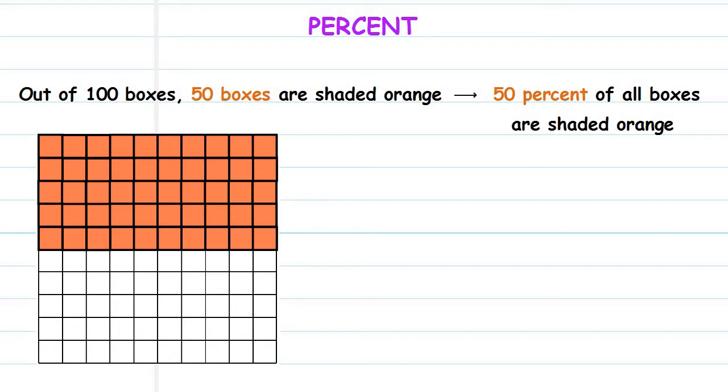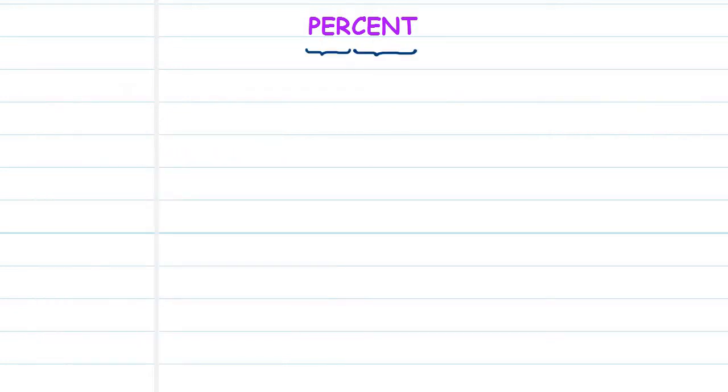Now let's try to take a look at the meaning of the word percent. Percent can be separated into two parts, per and cent. Per means divided by, and cent means 100, like in the word century, which has 100 years, or a dollar which has 100 cents. So percent means divided by 100. And this is the symbol of percent.